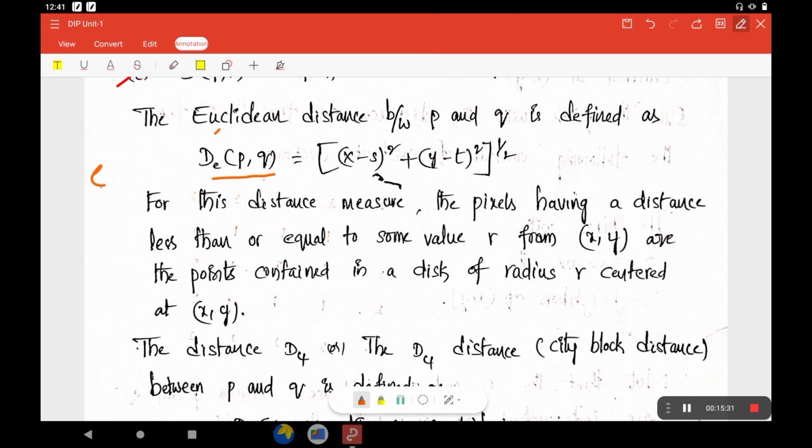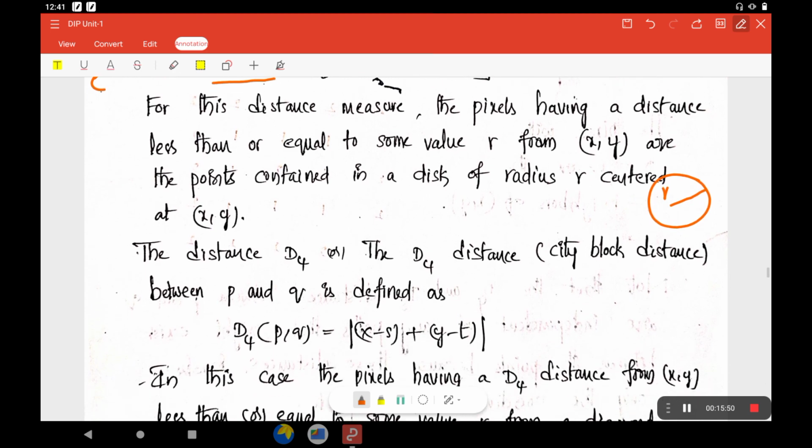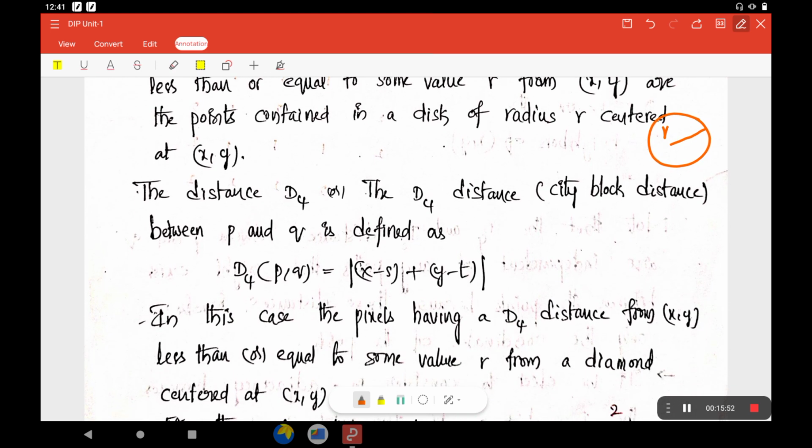For the distance measure, the pixels having a distance less than or equal to some value r from x comma y are the points in a circle of radius r. That means the remaining pixels also lie within the same circle. That is the basic thing. As well as that, the distance D4 is also called the city block distance.